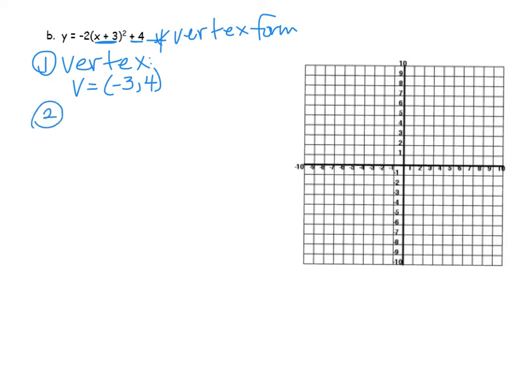Your axis of symmetry, also a freebie. Remember, it's always the same as the x-coordinate of the vertex. So we're going to match that number right there. And that'll be our dotted vertical line when we're done. Here comes the work part.